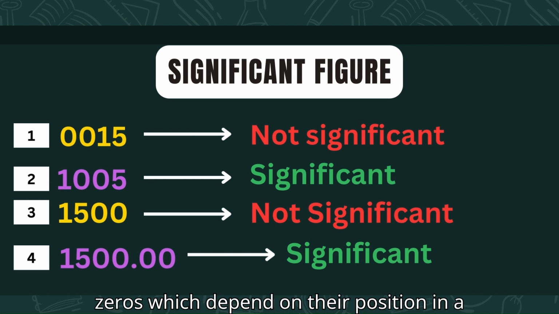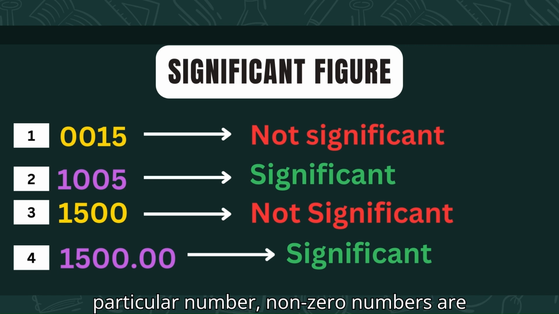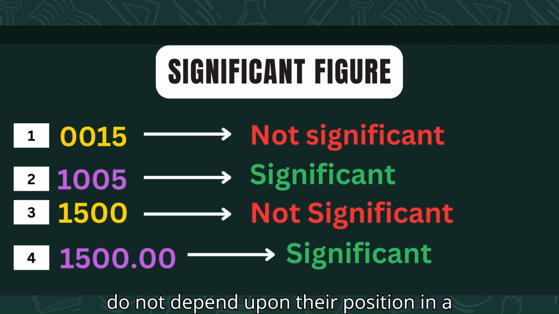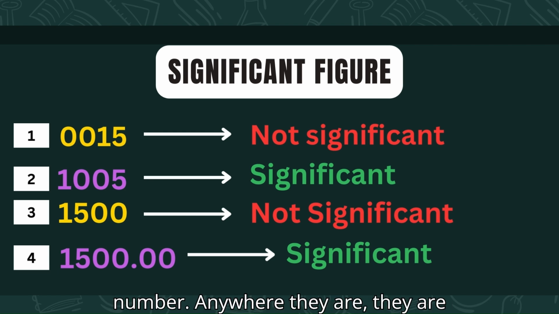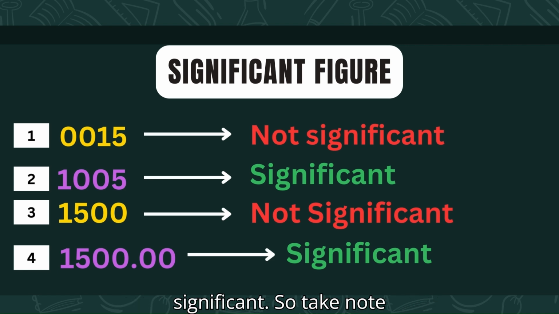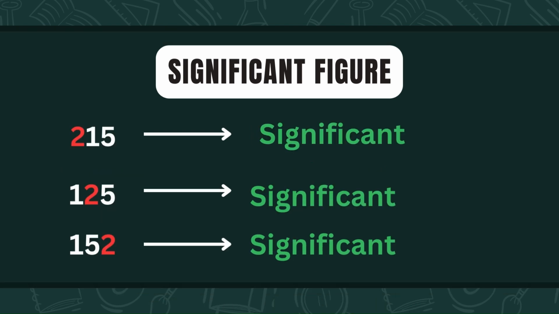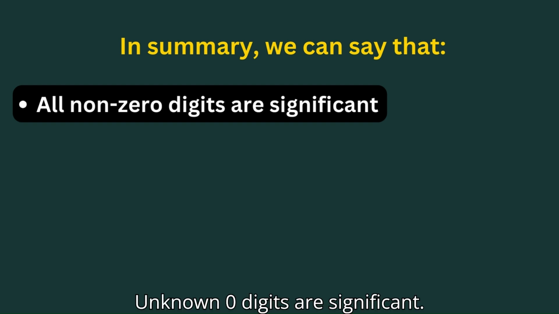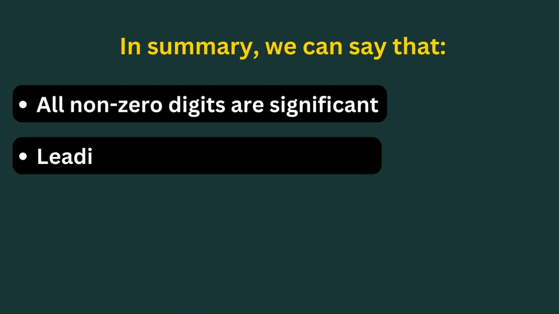Unlike zeros, which depend on their position in a particular number, non-zero numbers are always significant. That is to say, they do not depend upon their position in a number. Anywhere they are, they are significant. So take note and always remember that non-zero digits are always significant. So we can summarize by saying, all non-zero digits are significant.